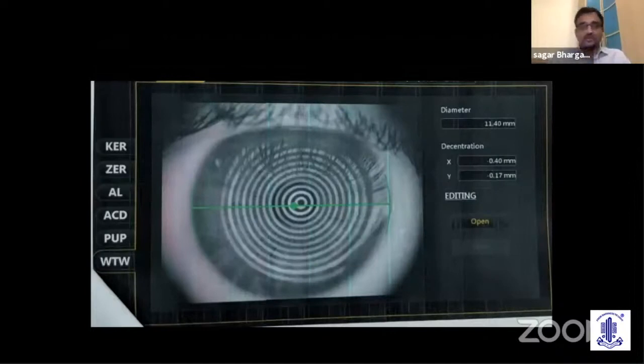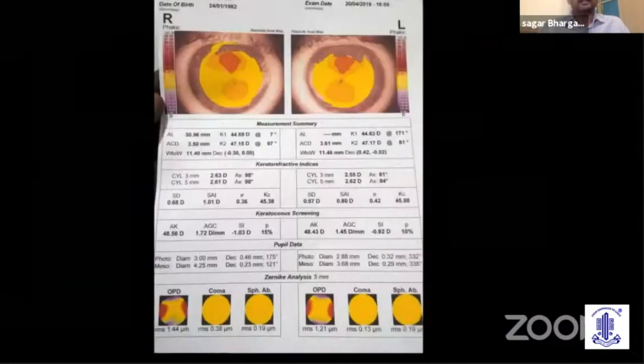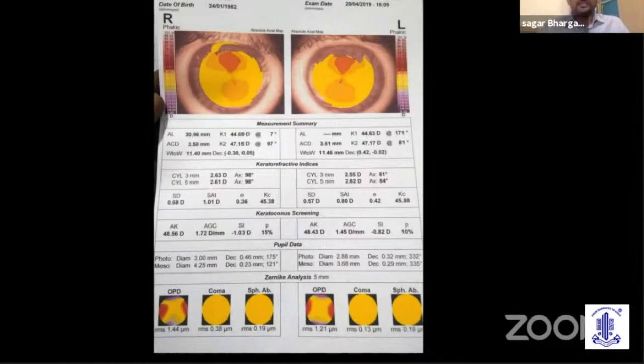We did a white to white measurement using the Aladdin tool, which we have been using for the last almost 4 years, and we find this quite convenient. It gives you both automated as well as manual. Manual, if you feel that automated is not up to the mark, you can just adjust it and get the values. And this was how the topography looked like, an absolutely regular astigmatism, and pupil size was also quite okay, and all the other measurements were within normal limits.